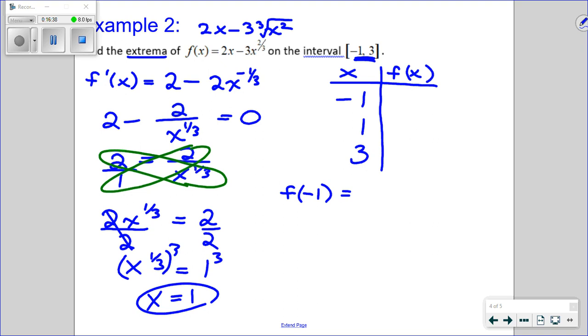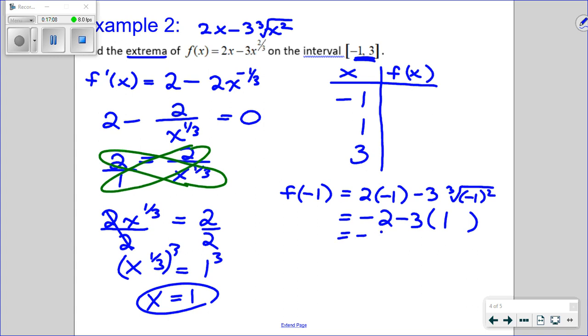plugging in. But if we plug in -1, we'll have 2 times -1 minus 3 times the cubed root of -1 squared. Okay, well this is going to simplify to, well 2 times -1 is -2. Okay, minus 3 times, well, start under the radical. -1 squared is 1, cubed root of 1 is 1. Okay, so this will just end up being -2 minus 3, which equals -5.